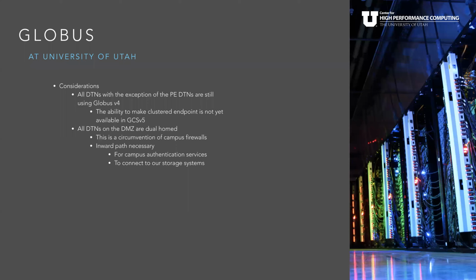The other thing is all these DTNs on the DMZ are dual homed. This is something you should consider if you plan on standing them up this way. This essentially circumvents campus firewalls. That box has both outside and inside interfaces without using the firewalls. The inward path is necessary for us because we need access to our storage as well as to campus authentication services. If you're looking to stand this up, make sure you have good IP tables or the like on those machines.